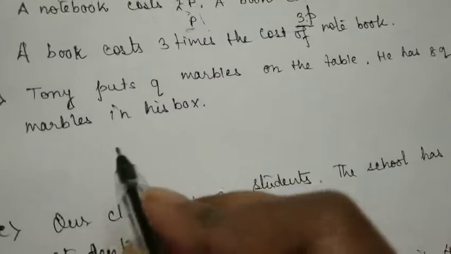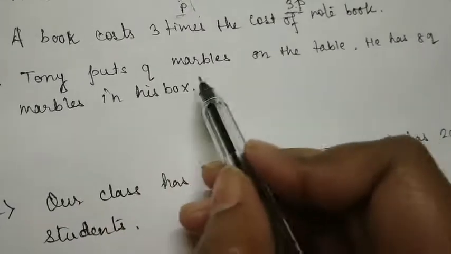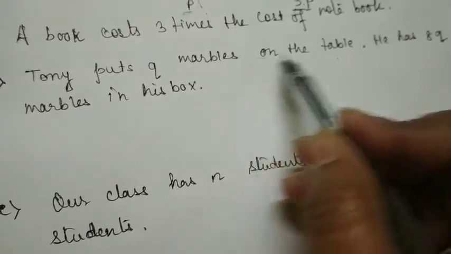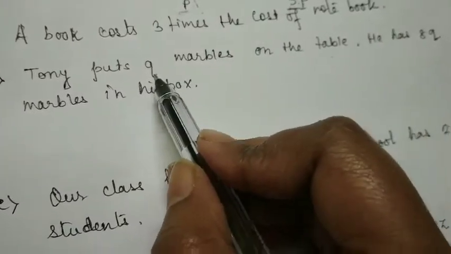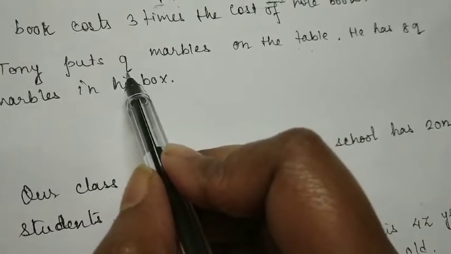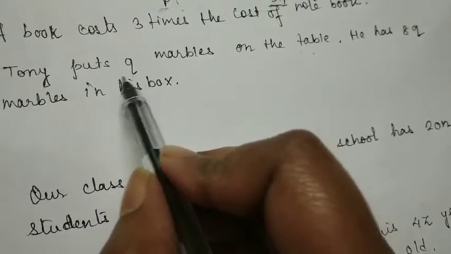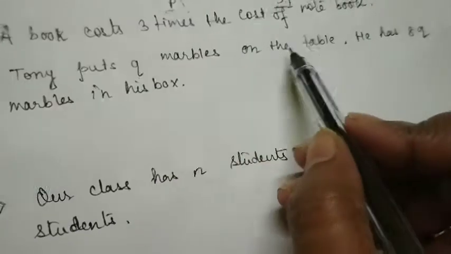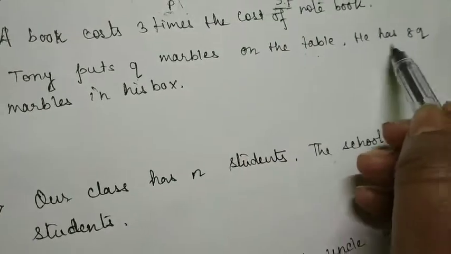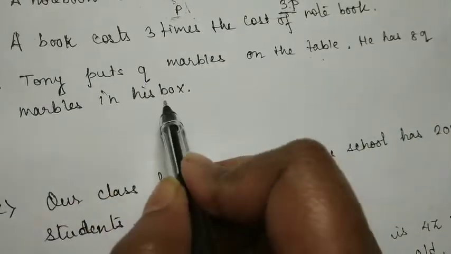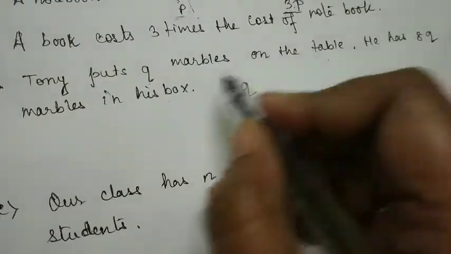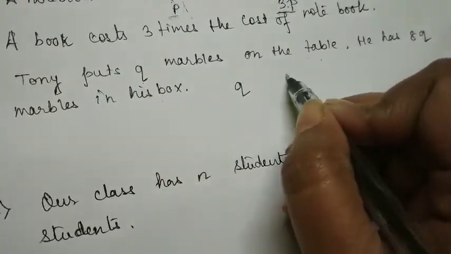Now in the next part, we have Tony puts Q marbles on the table. That means the number of marbles on the table is Q. This is given in Q. Q can be any number: 4, 5, 6, 10, any number. This is given as a variable. So the number of marbles on the table is Q. He has 8Q marbles in his box. So the number of marbles on the table is Q and the marbles in his box are 8Q.